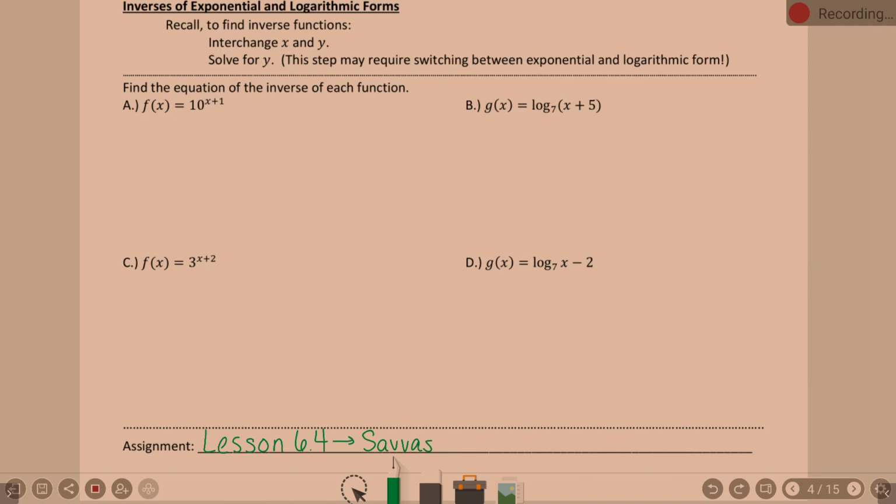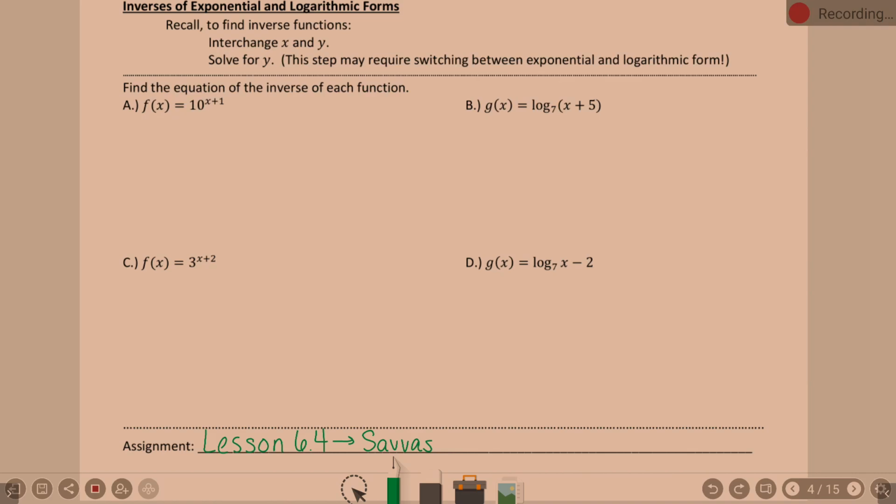Okay, so recall, to find inverse functions, you interchange, is the word I used here, but you're going to take x and y and switch them, and then we're going to solve for y. Now, this may require us going between exponential form and log form. So we'll go back to our 3-word phrase for that one. There you go. You know it. I don't even have to tell you. I love it.